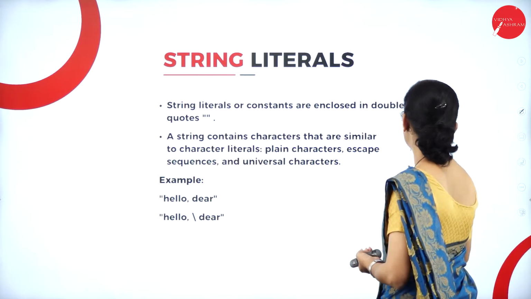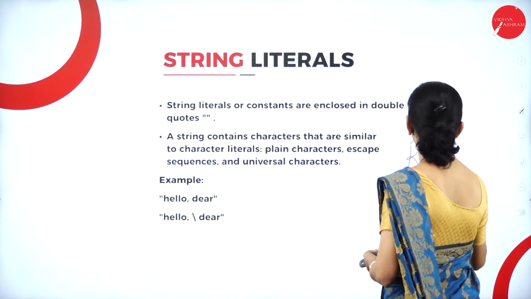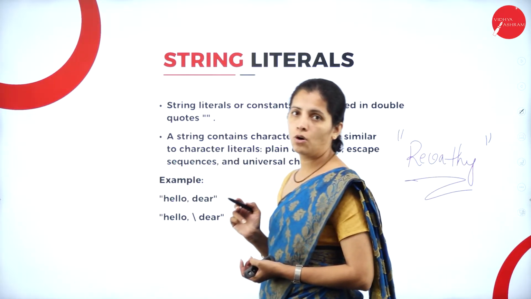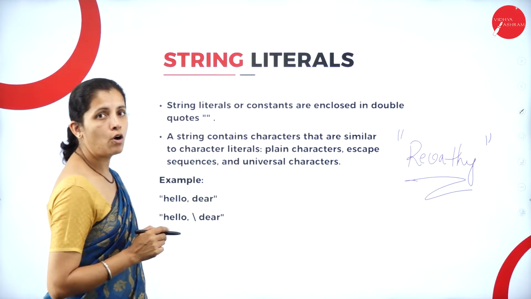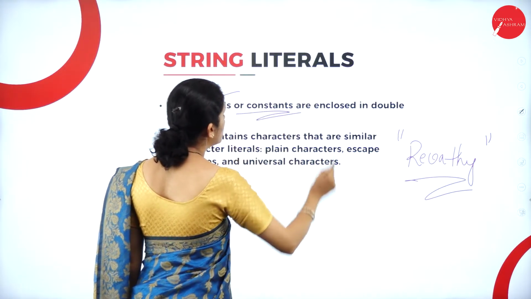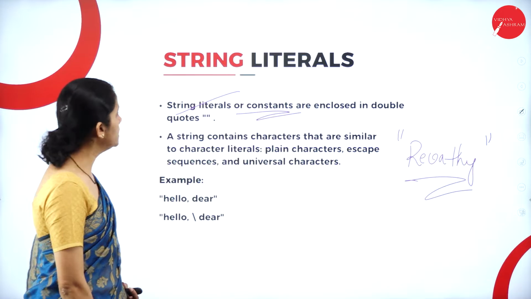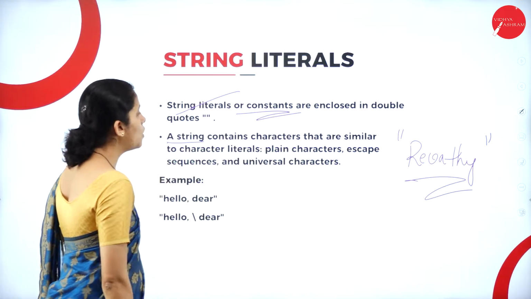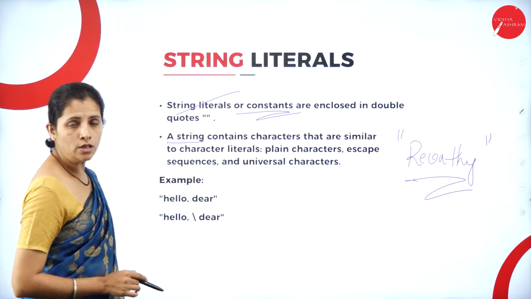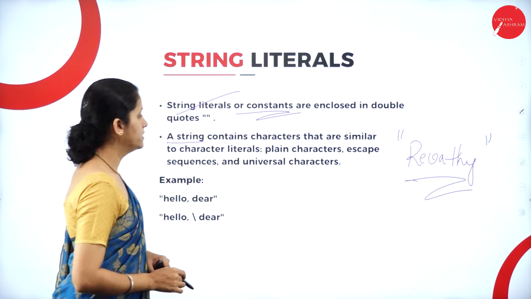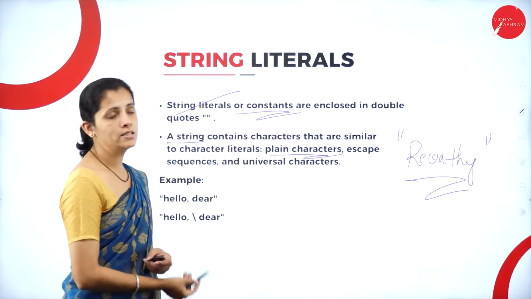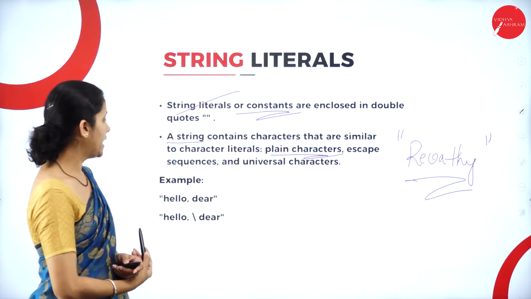For example, if I consider my name Revati, and I write this inside double quotes, then it is called a string constant or string literal. So string literals or constants are enclosed in double quotes. A string contains characters that are similar to character literals. That means it can have plain characters, escape sequences as well as universal characters.